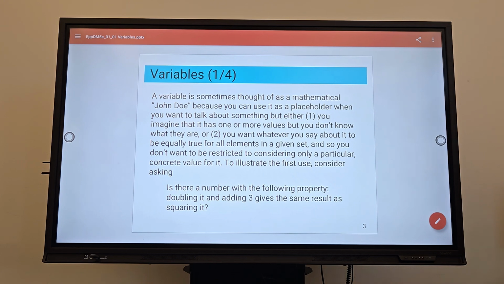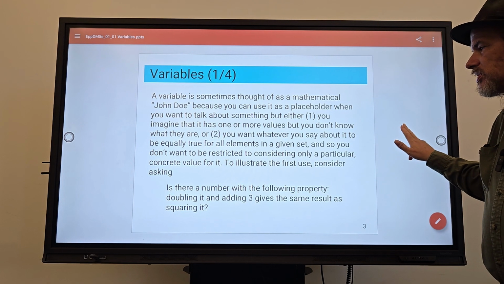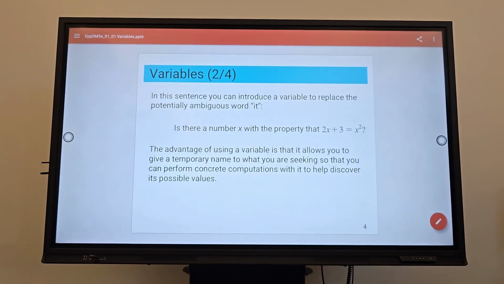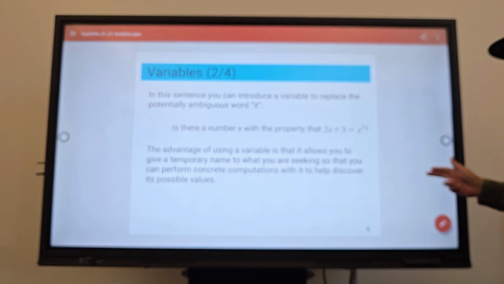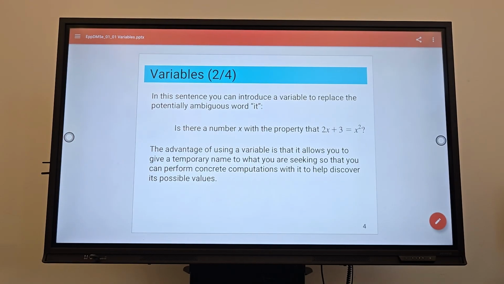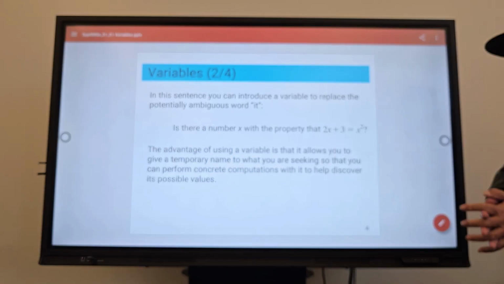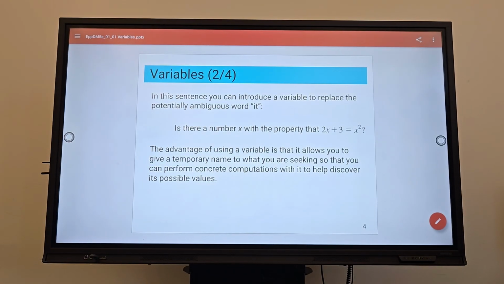For example, is there a number with the following property? Doubling it and adding 3 gives the same result as squaring it. You would introduce a variable to replace the potentially ambiguous word "it." Is there a number x with the property such that 2x plus 3 equals x squared? The advantage of using a variable is that it allows you to give a temporary name to what you are seeking so that you can perform concrete computations, mathematical manipulations, with it to help discover its possible values.